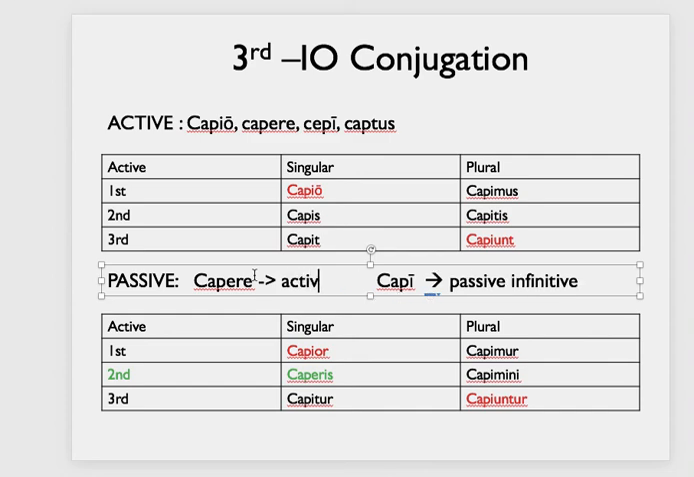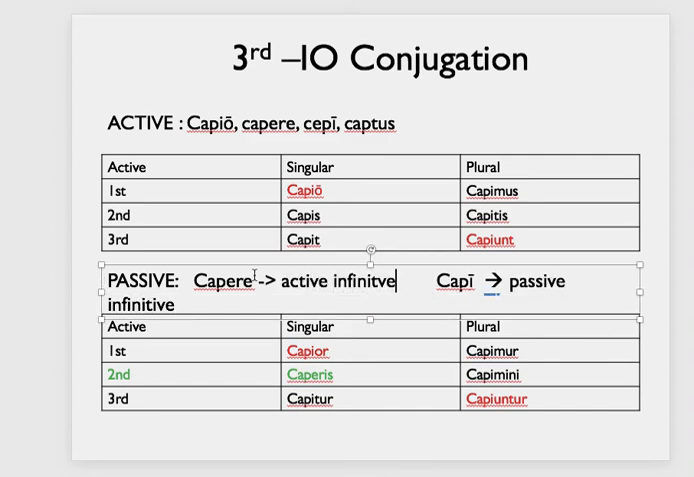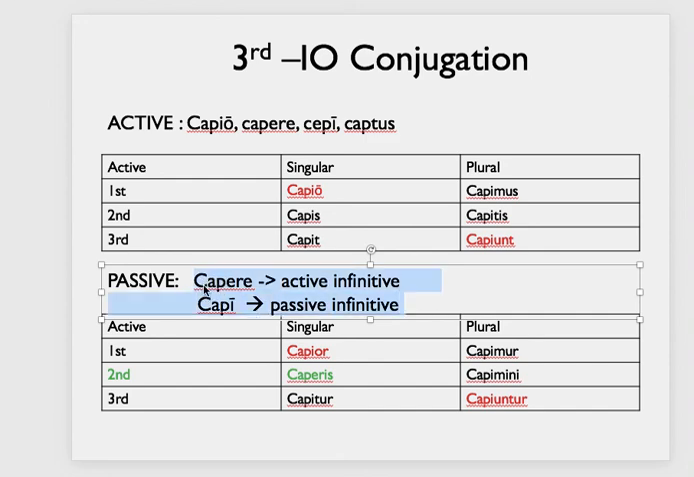All right, so I hope this was helpful, and use this information now. Maybe take a second to retrieve what the differences are between a third IO verb and a regular third conjugation verb, and then go and try your hand at the Google Forms quiz posted on the portal page.